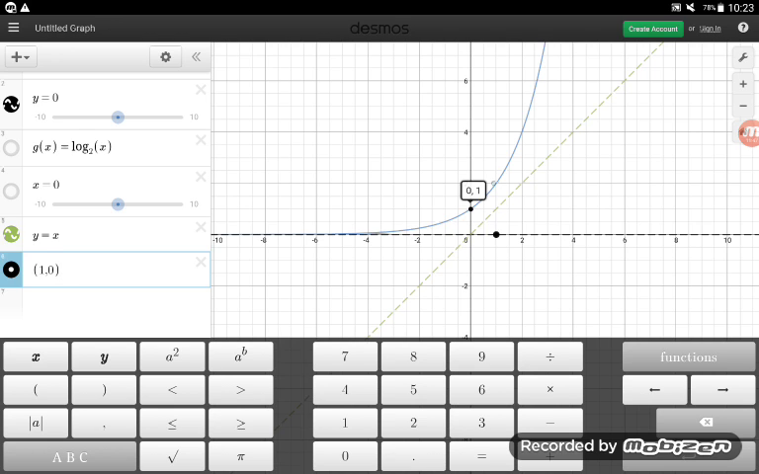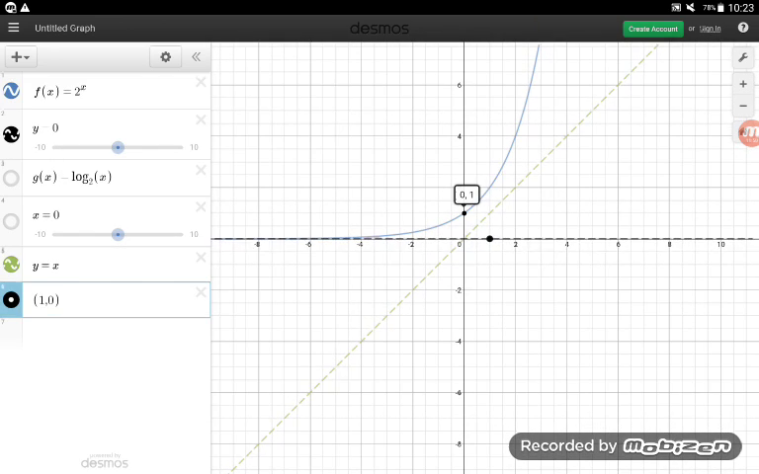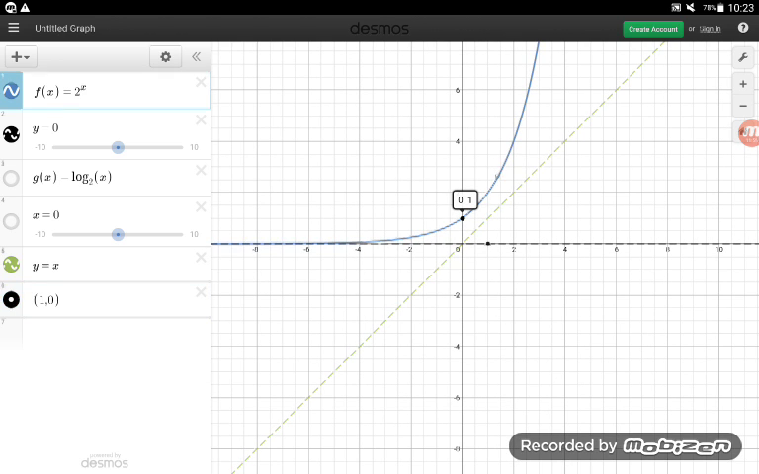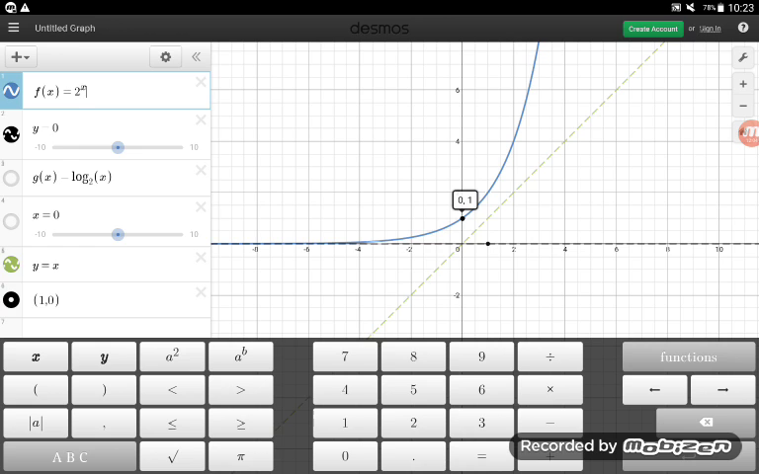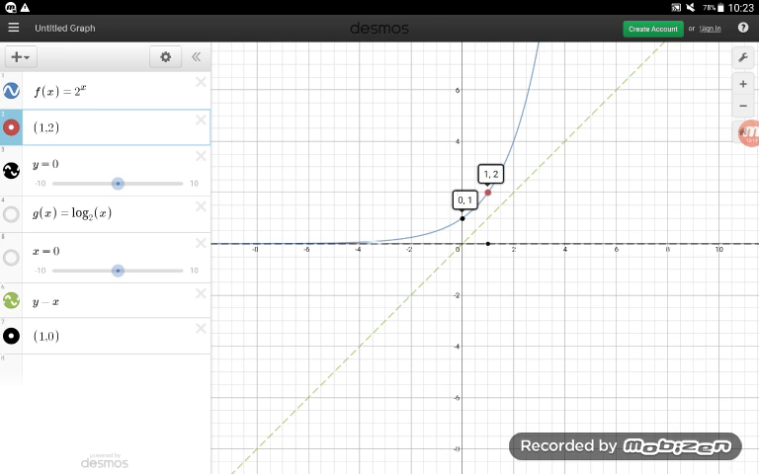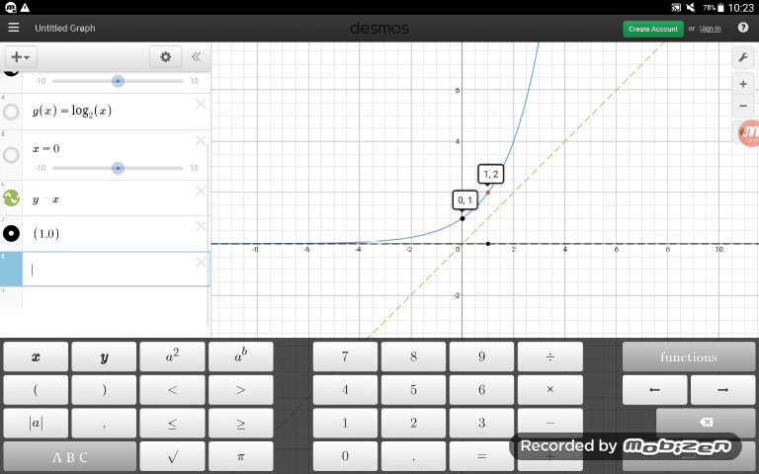And also, there was a point on the y equals x, for the f of x. There was also a point where, when x is equal to 1, my y is equal to 2. See that? x equals 1, y equals 2. So I'm going to put that point down as well, just as a point of reference. Okay, so this is my 1, 2. And now that point is going to be at 2, 1.